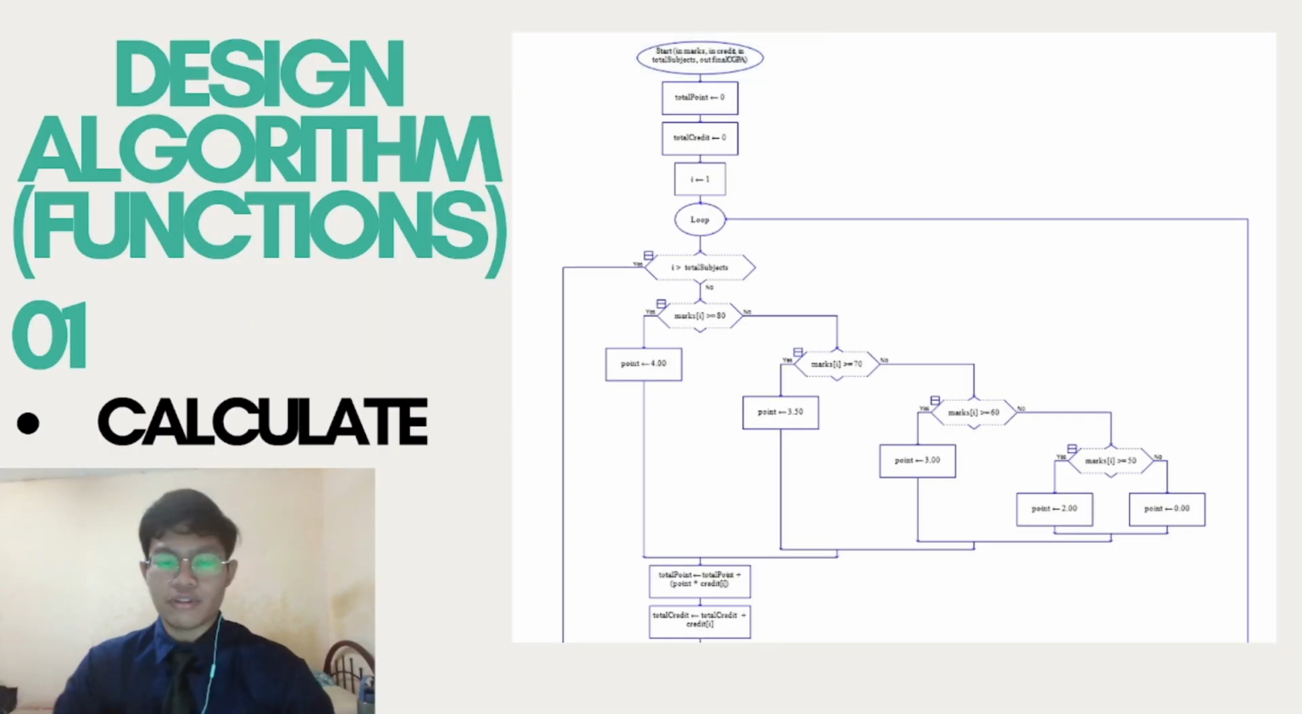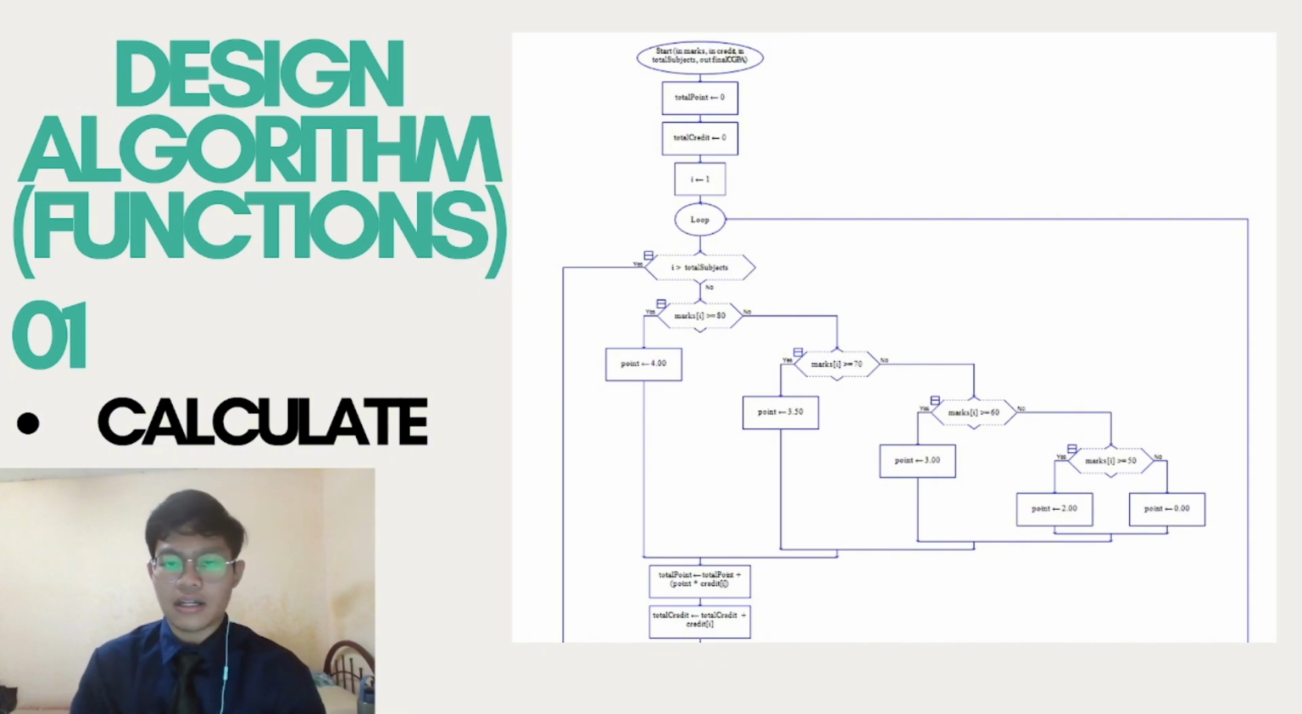Okay, so hi everyone. My name is Muhammad Haziq Bimadno. I will move on to the functions or modules for the flowchart. Here we have the function for calculating student CGPA. As you can see, first of all, we initialize the total point and total credit to 0.